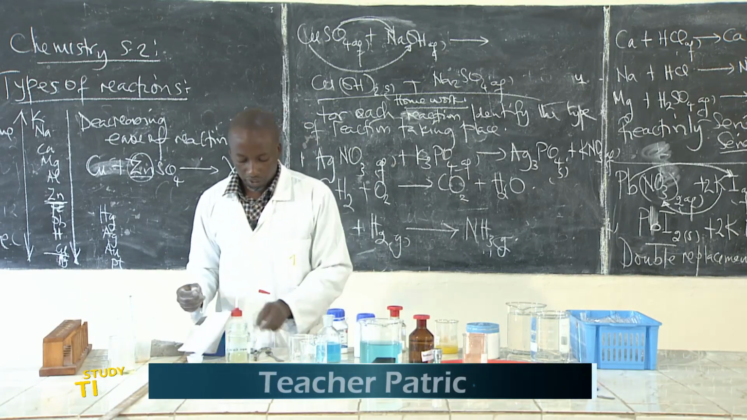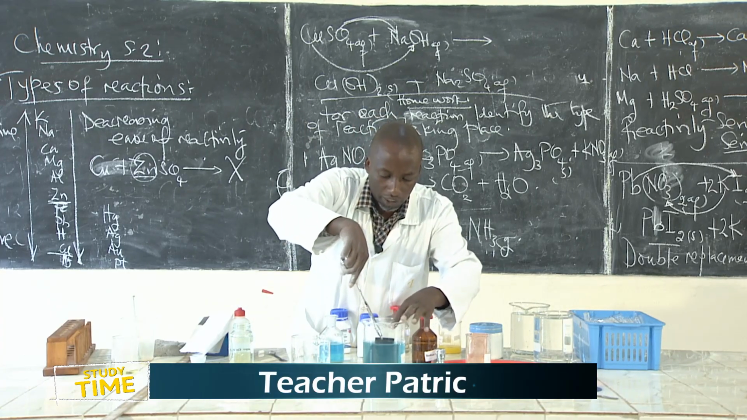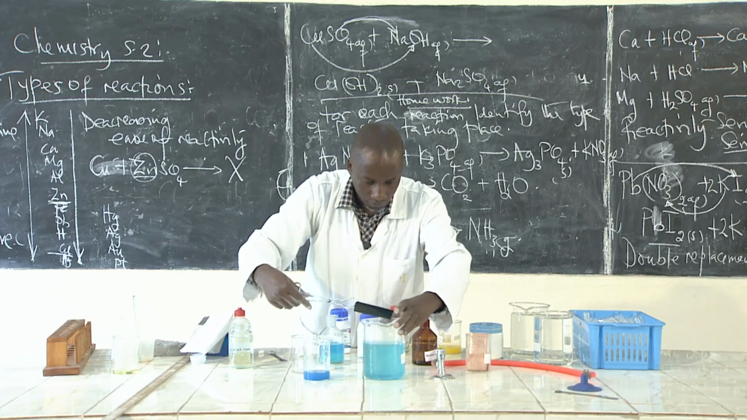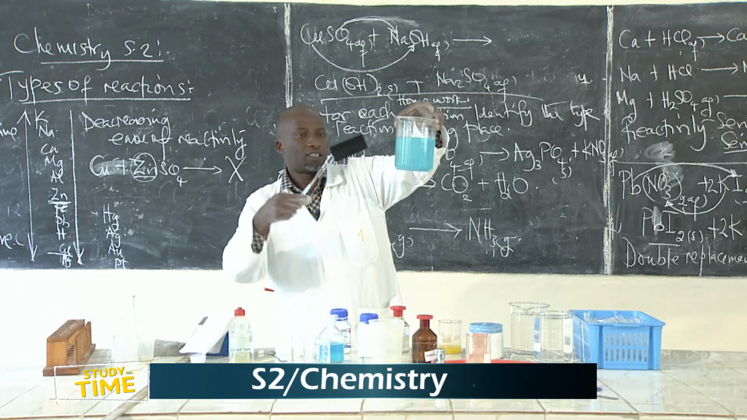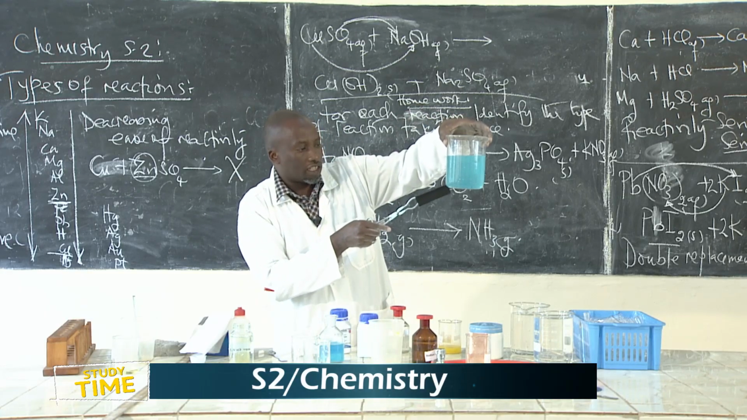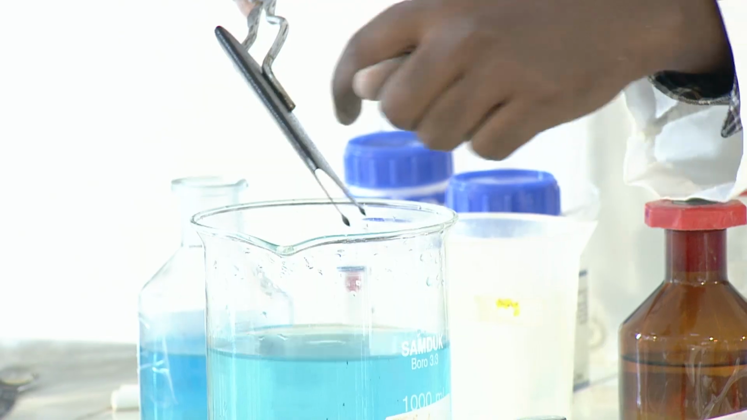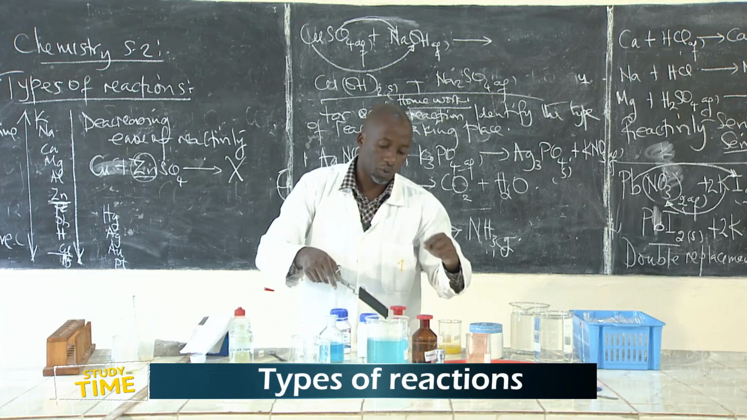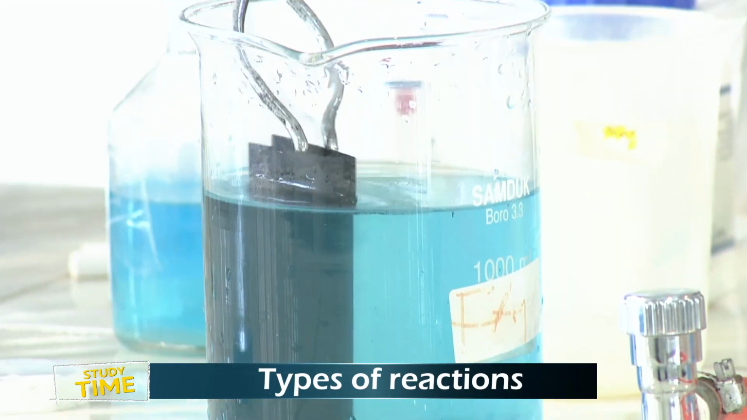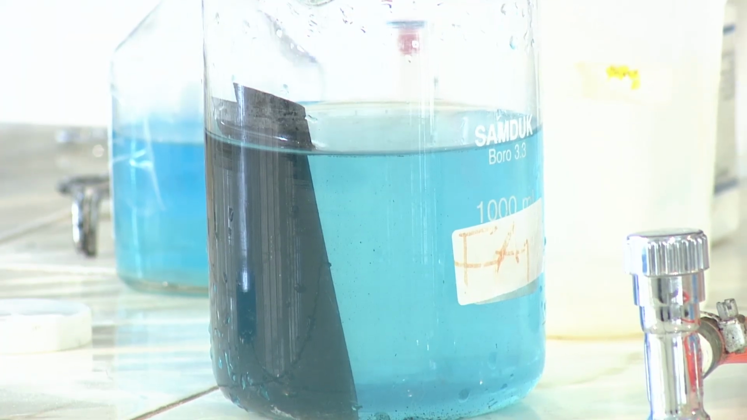But before I wind up, I just want to show you what is happening with this. Even when you look at this substance, there are some particles here. This one is copper. The copper metal is depositing on this zinc plate. So it is changing from zinc into the copper. That is the reaction that we had talked about before.